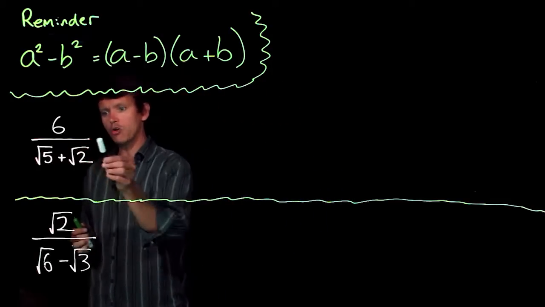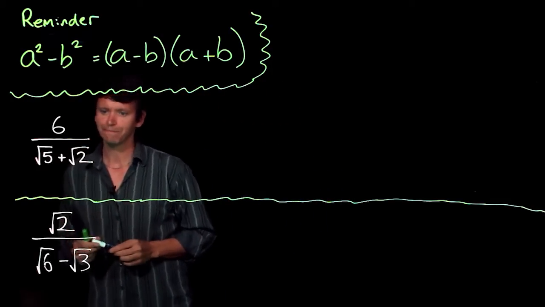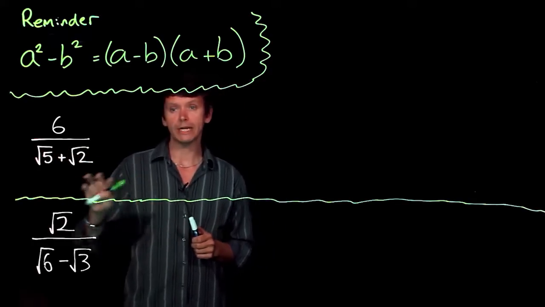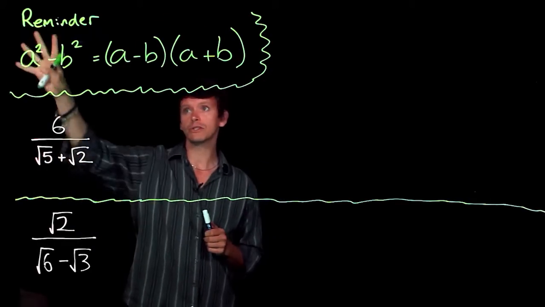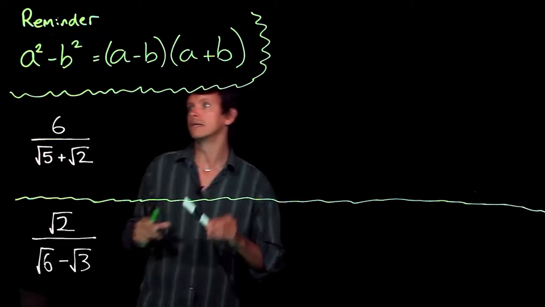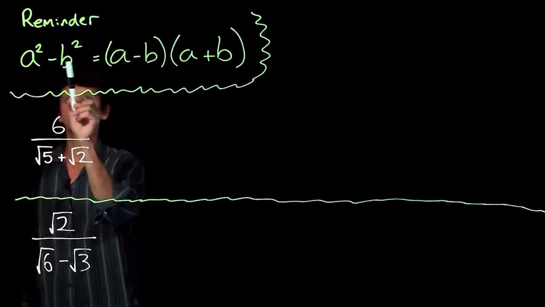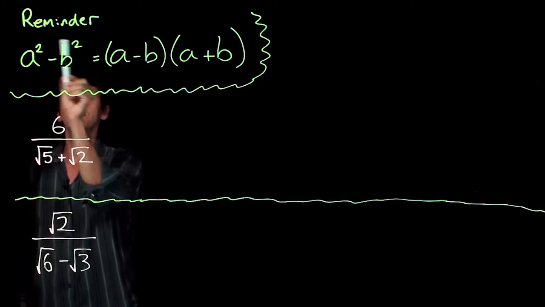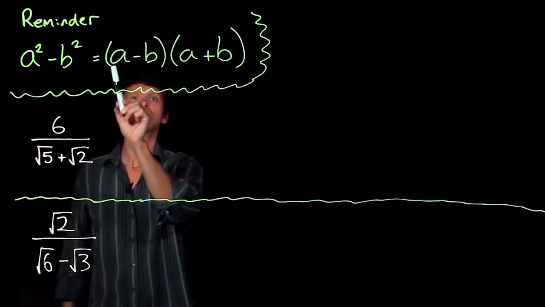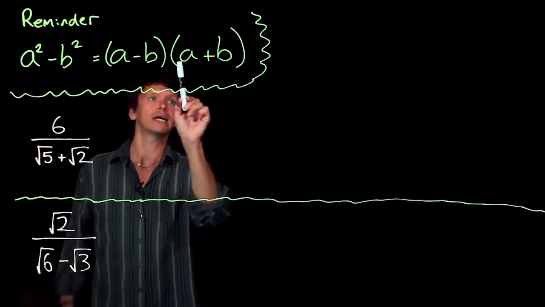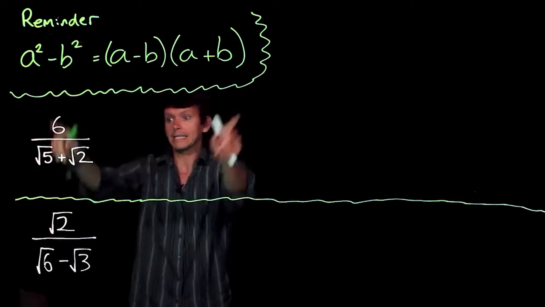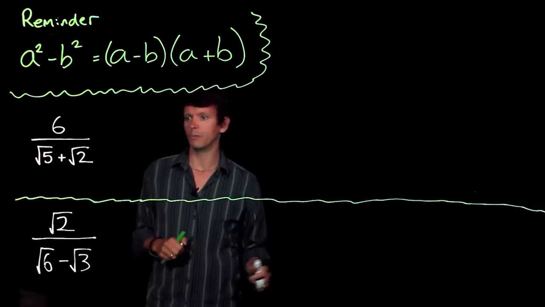First one, 6 over root 5 plus root 2. How are we going to rationalise that denominator? In order to do that, we need to reintroduce this concept. You might remember this one, the difference of two squares, which says if we take two numbers and square them and take the difference of the squares, so a squared minus b squared equals a minus b times a plus b in brackets.